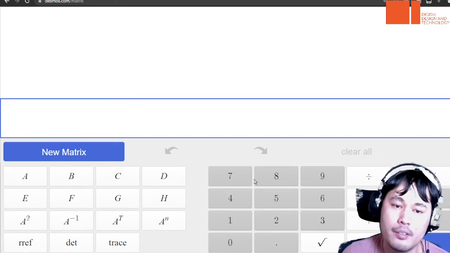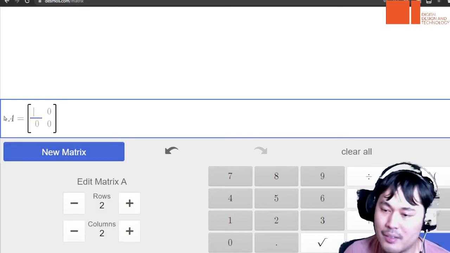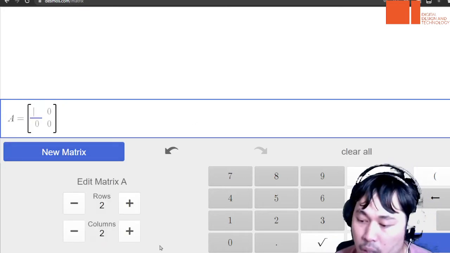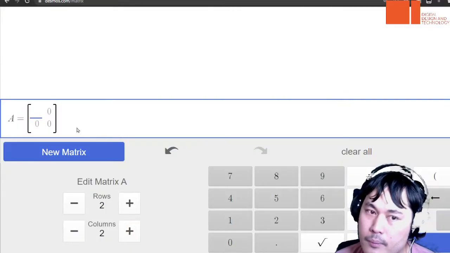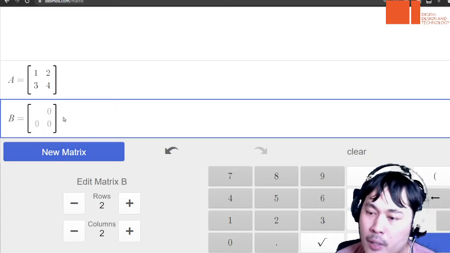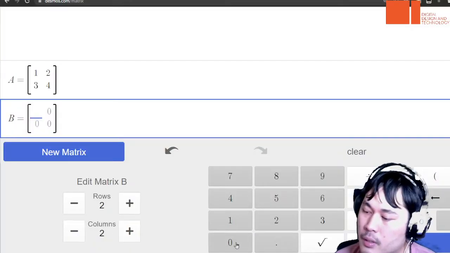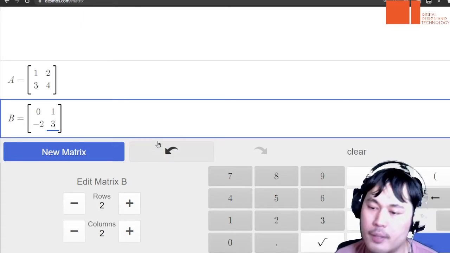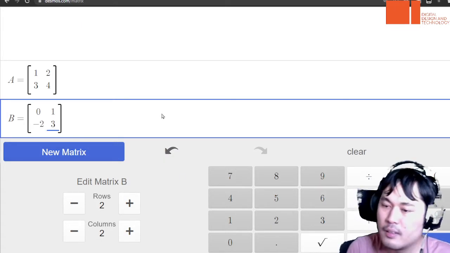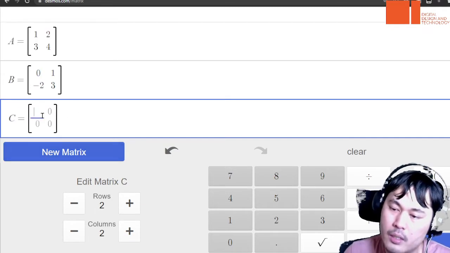The way this works is you just add entries. Okay, new matrix. That's an A. So what do we need? 1, 2, and 3, 4. Okay, 1, 2, 3, 4. Done. Okay, what's next? 0, 1, -2, 3. 0, 1, -2, and 3. Done. That's the input.